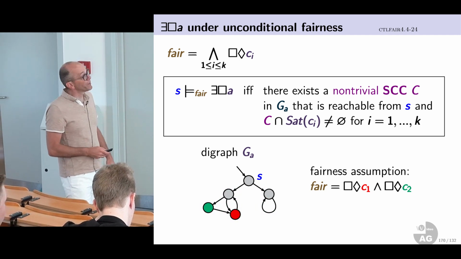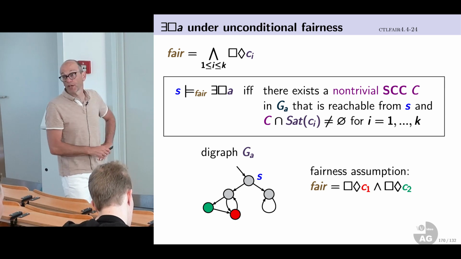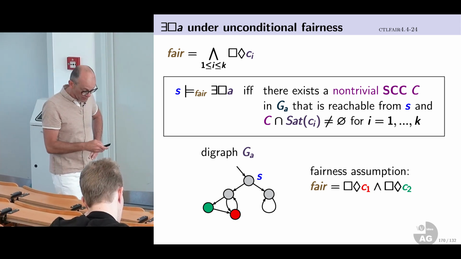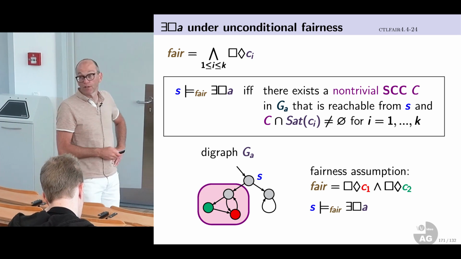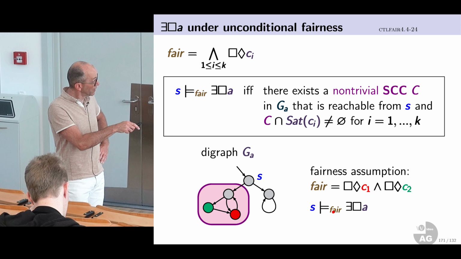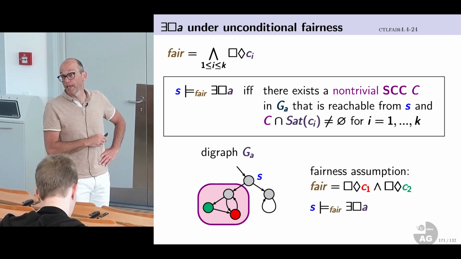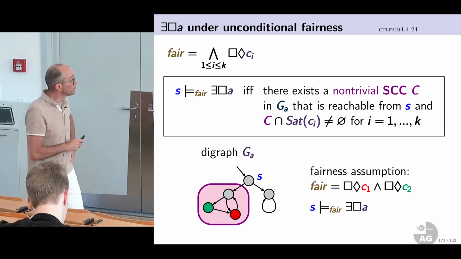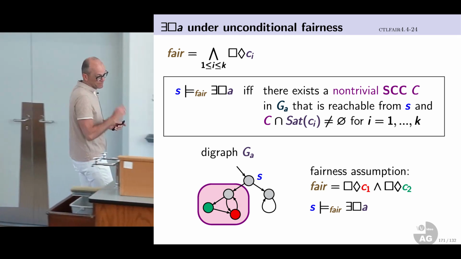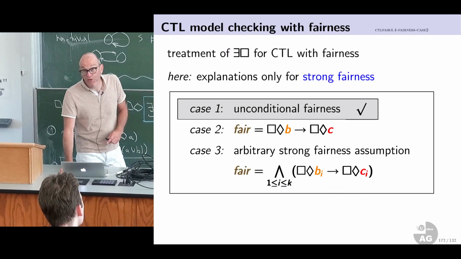If you change the picture a bit, so this satisfies the formula because now there is a strongly connected component which contains both a green state and a red state. So that definitely is now satisfying and is reachable from S. So S satisfies, under the fairness assumption, there exists a path which is always satisfying A. Good, that was unconditional fairness.